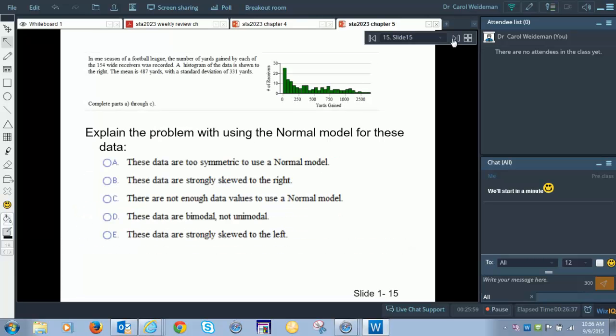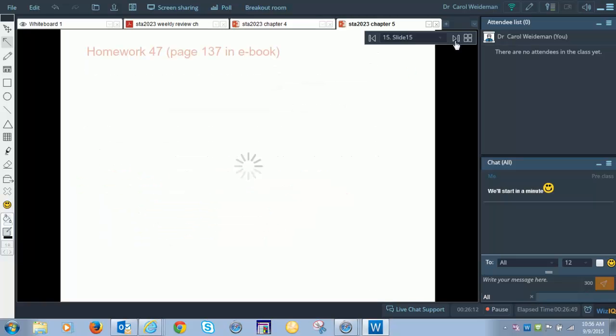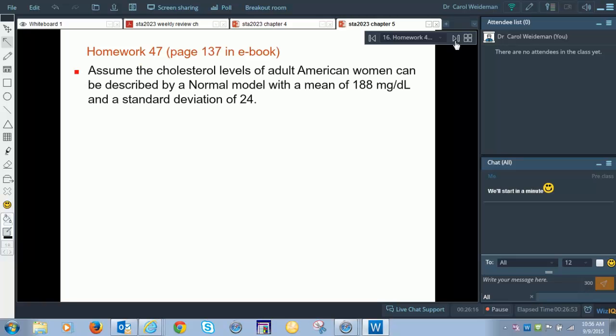And we can actually see that in the histogram. Remember, if it's going to be an underlying normal model, it should be unimodal and symmetric. So explain the problem with using the normal model. Again, if you look at that histogram, it's severely skewed to the right. So we really shouldn't be using the normal model. This data does not follow a normal model.